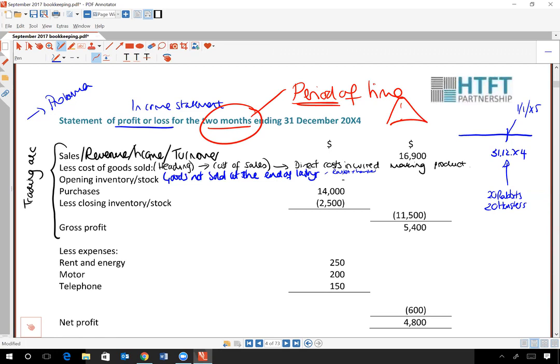They are now opening inventory for the next year. Does that make sense? Because they've not disappeared. They've not been sold on the 31st of December. They're there on the first day of the next period. Is that okay? Lovely, Leah.